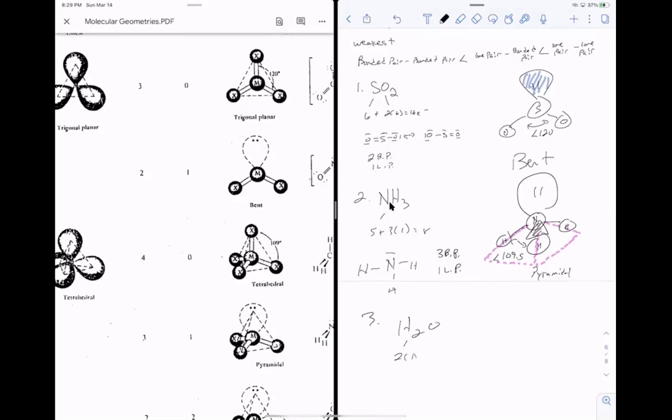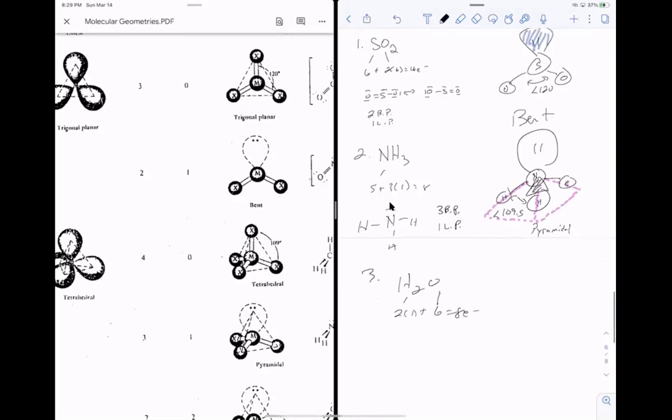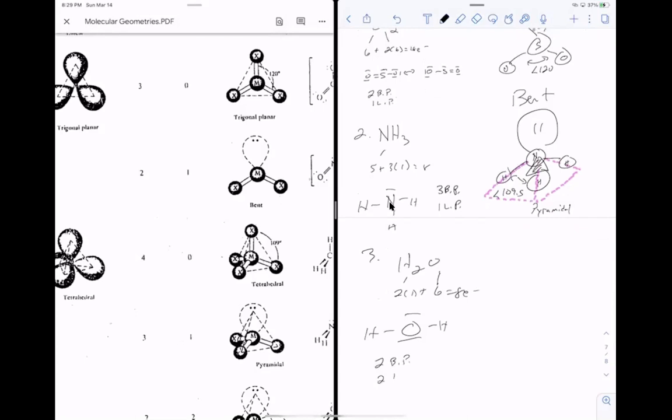Okay. 3. H2O. 2 times 1 plus 6 is 8 electrons. Here I have O and the 2 H's. And so I put my leftover electrons on the central atom, even if doing so creates more than an octet. And when I do so, I get, again, the 2 bonded pairs, to the hydrogens, and now 2 lone pairs. I still have 4 pairs of electrons.